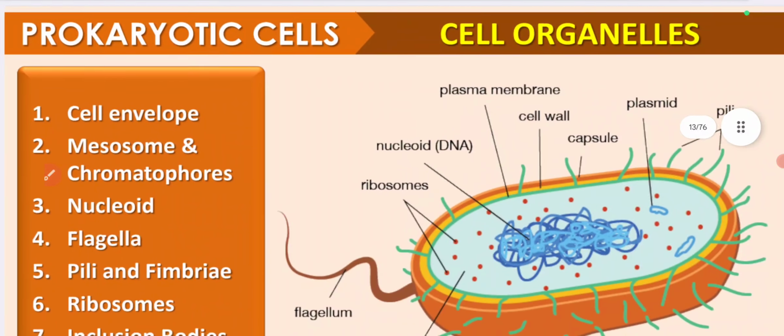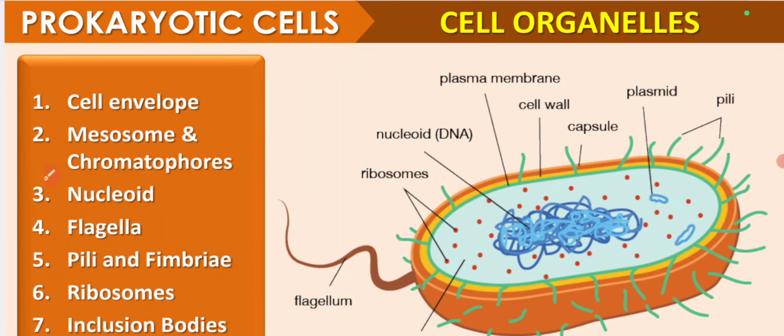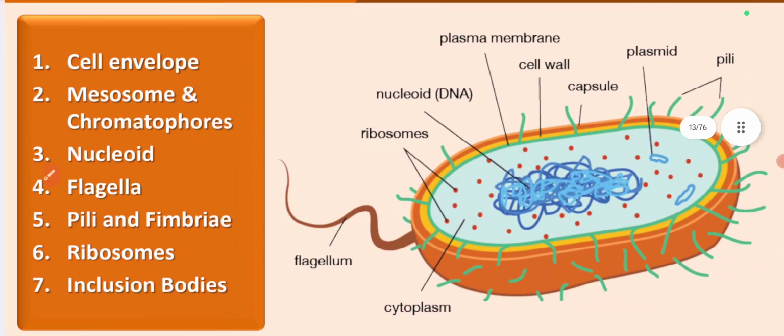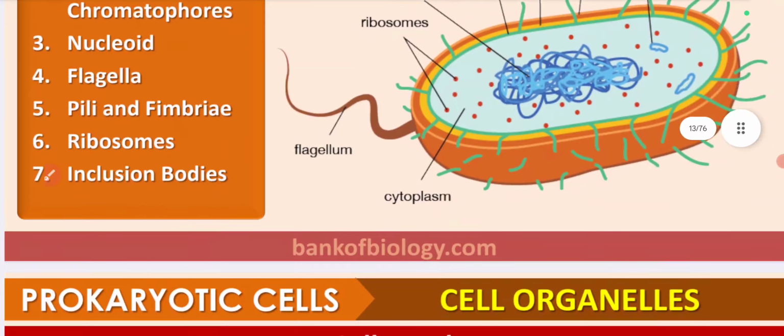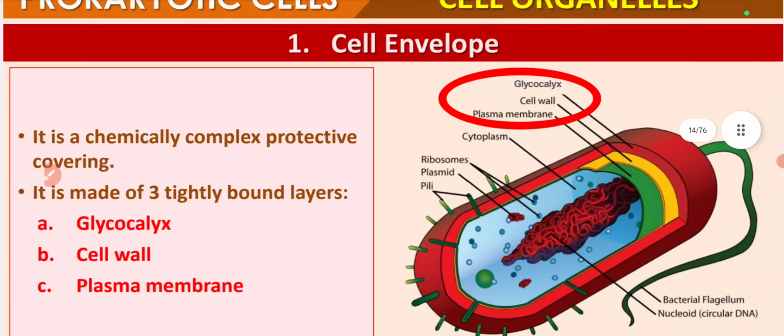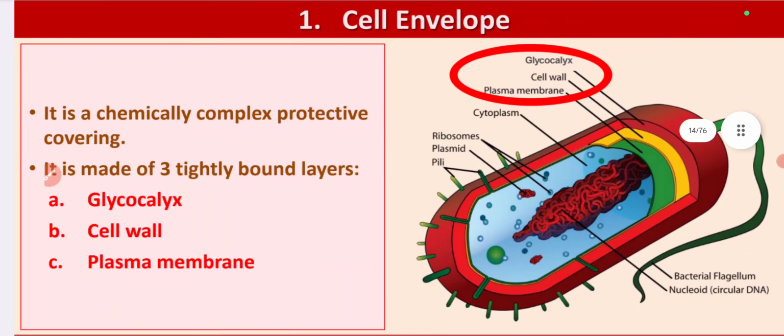Next is cell organelles. Prokaryotic cell organelles. What are they? Cell envelope, mesosome and chromatophores, nucleoid, flagella, pili and fimbriae, ribosomes, inclusion bodies. First of all, the cell envelope. It is a chemically complex protective covering. It is made up of three tightly bound layers: outer glycocalyx, middle cell wall and inner plasma membrane.